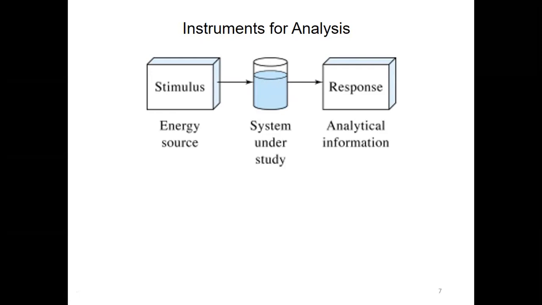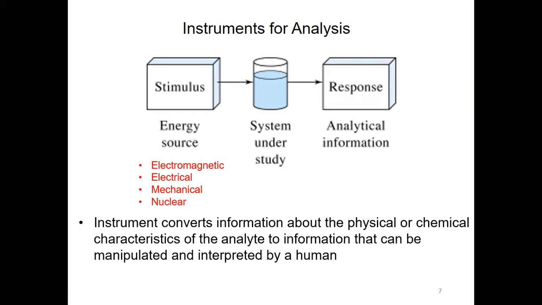So this is the main component in the instrument. The energy source can be an electromagnetic signal, electrical, mechanical, or nuclear stimuli. So it can be any of these things, right? And what is happening here is that the instrument converts information about the physical or chemical characteristic of the analyte to information that can be manipulated and interpreted by humans.